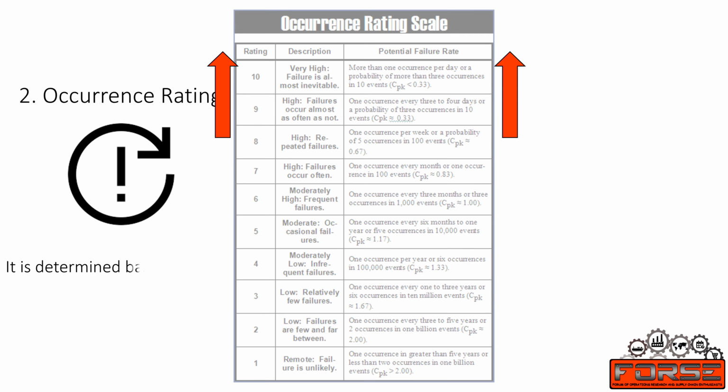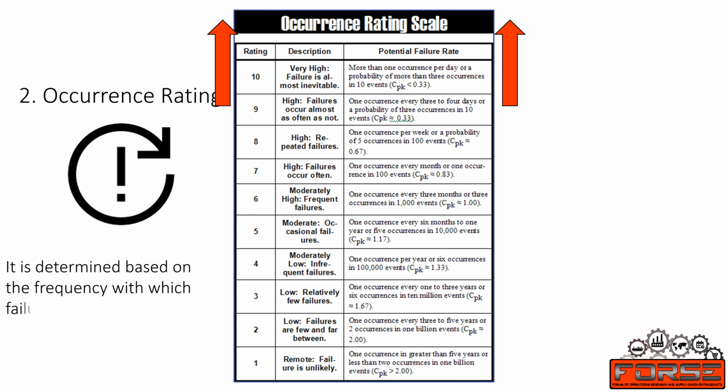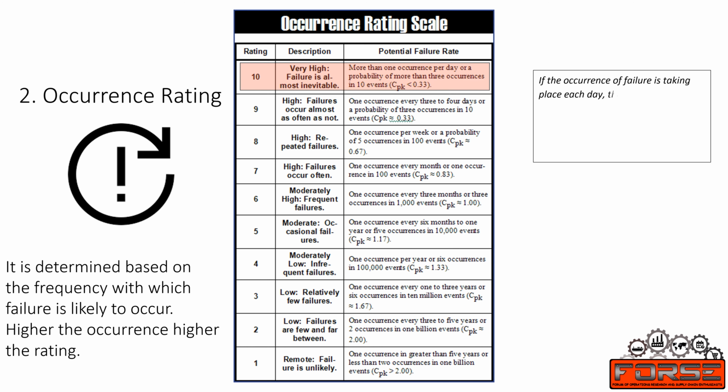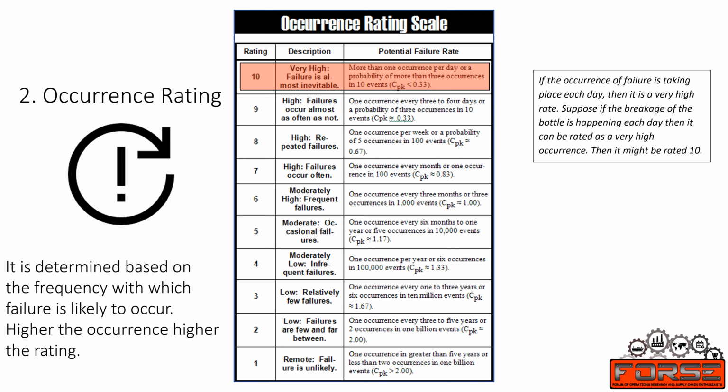Occurrence rating is determined based on the frequency with which failure is likely to occur. Higher the occurrence, higher the rating. For example, if the occurrence of failure is taking place each day, then it is a very high rate. Suppose if the breakage of the bottle is happening each day, then it can be rated as a very high occurrence. Then it might be rated 10.